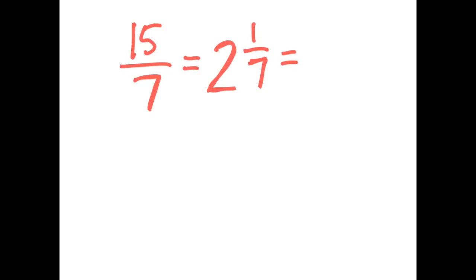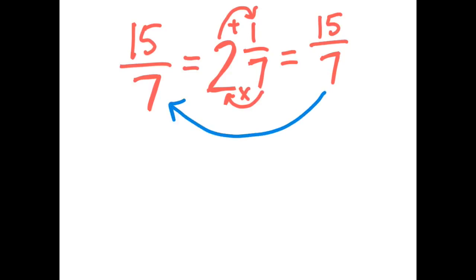Mathematically, I can do this very easily. All I have to do is take my denominator and multiply it by my whole number. So I'll have 2 times 7, and then I'm going to add my numerator. So I get 2 times 7 is 14, plus 1 is 15, and I'm just going to write that all over 7. And you can see I got the same number back as I did before. I have 15/7.